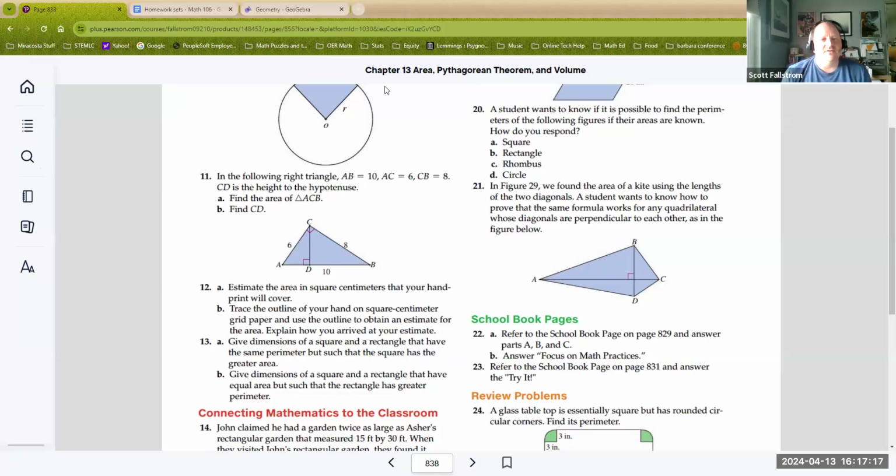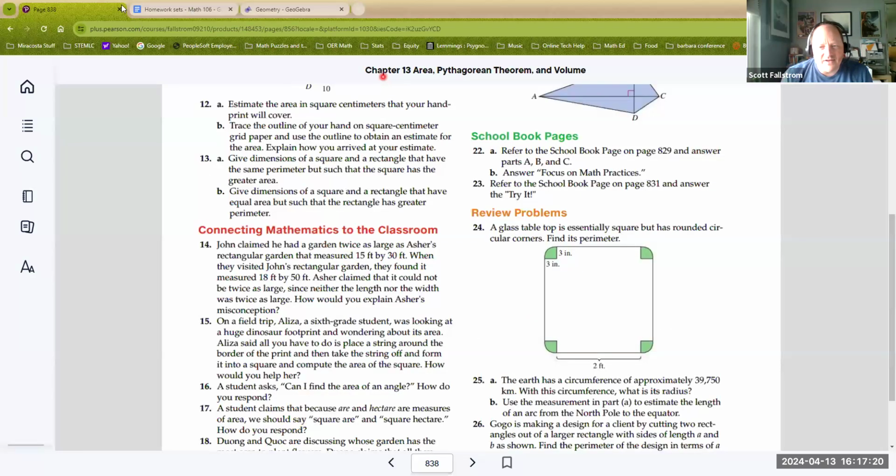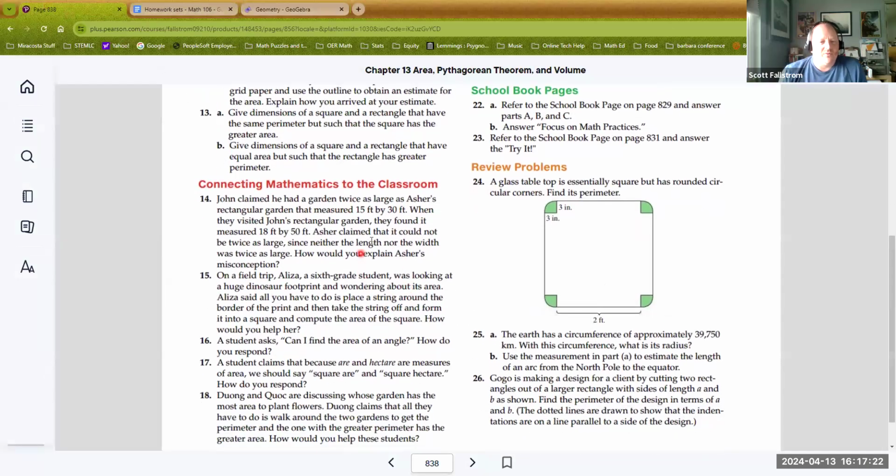Okay. There's 18, and I think I said 14, 19, and 21. So I picked a couple of questions from the classroom as well. John claimed he had a garden twice as large as Asher's. Let's see here. Asher's measured 15 by 30. When they visited John's, it was 18 by 50.